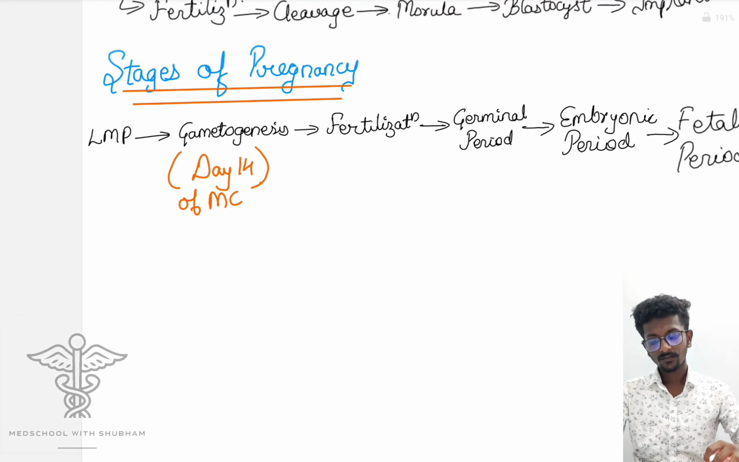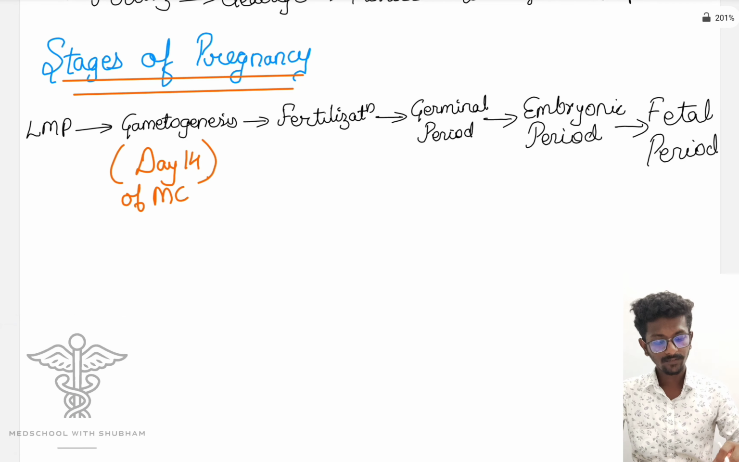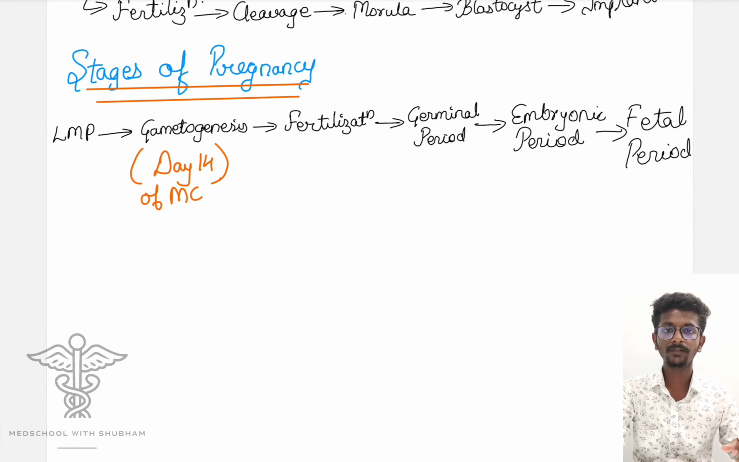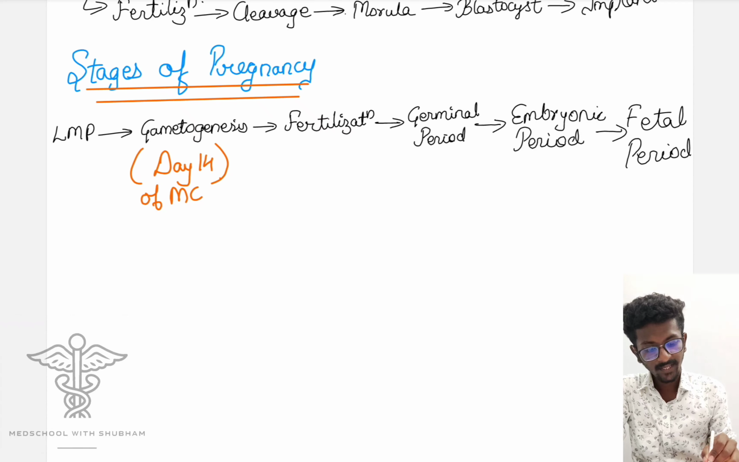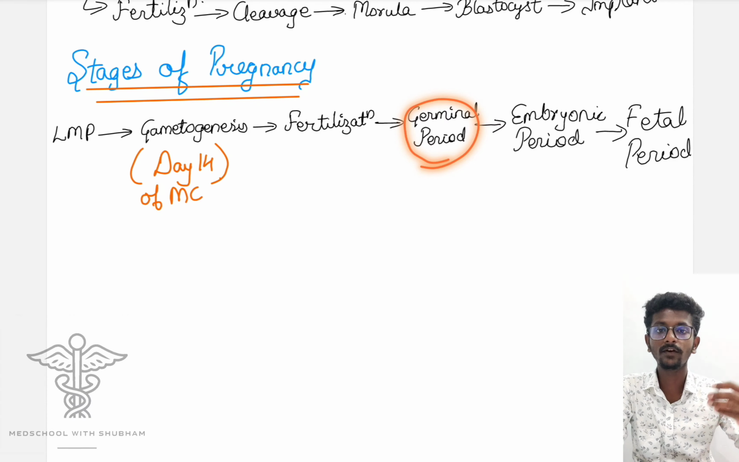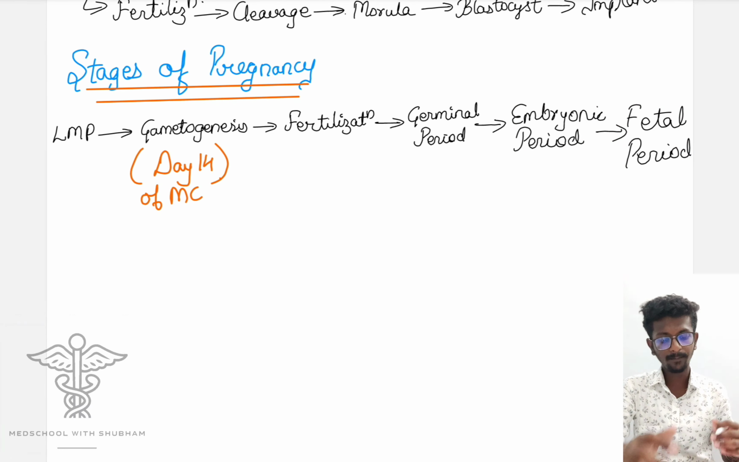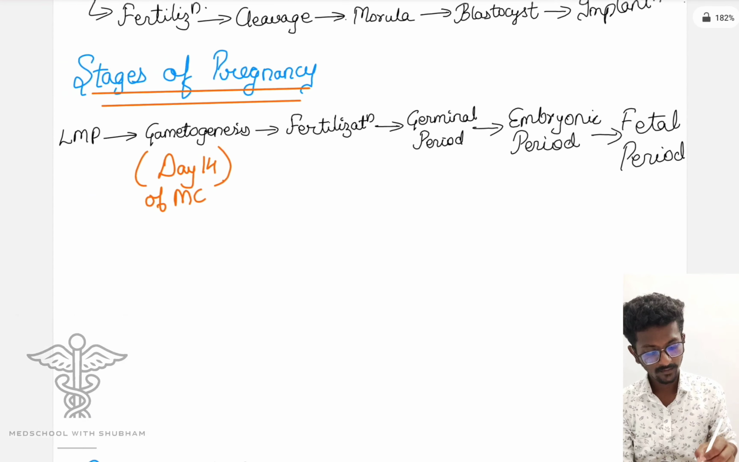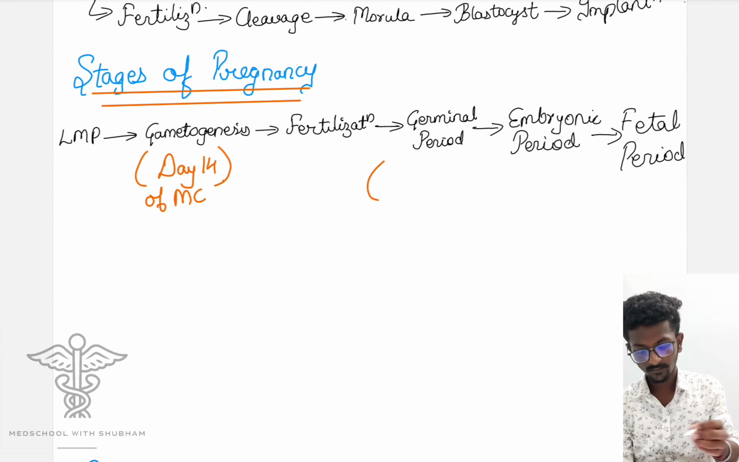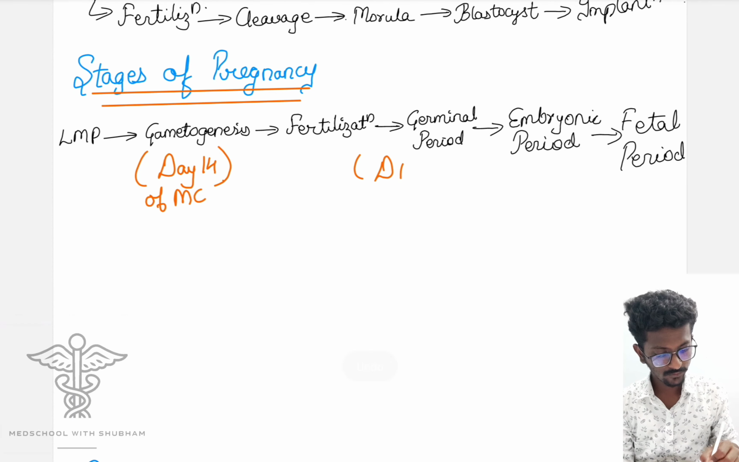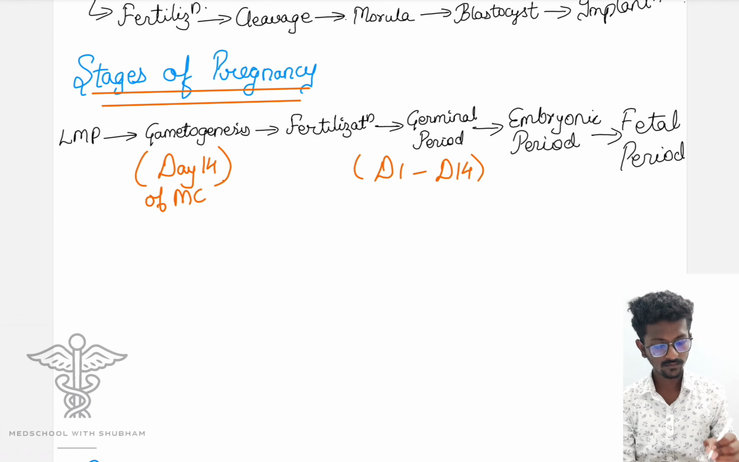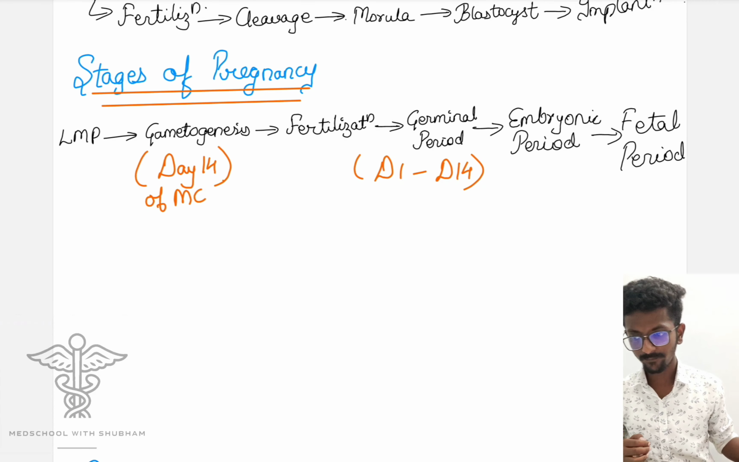After that fertilization will take place, and after fertilization the zygote will be formed. The 2-cell stage, 3-cell stage, 4-cell stage, morula, advanced morula, blastocyst, all these stages will take place, and this comes under the germinal period of the pregnancy. After that we will get the embryonic period of pregnancy, and then we will be having the fetal period of pregnancy. What are the time periods of this? Let's see that. The germinal period of pregnancy actually starts from day 1 to day 14. Day 1 to day 14 of pregnancy.